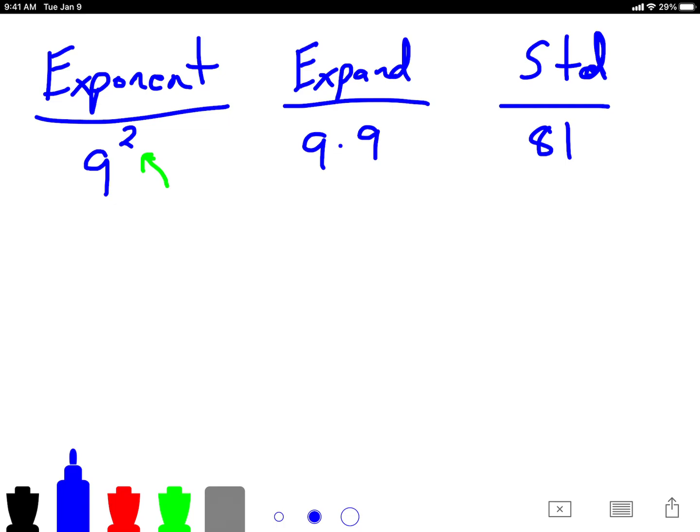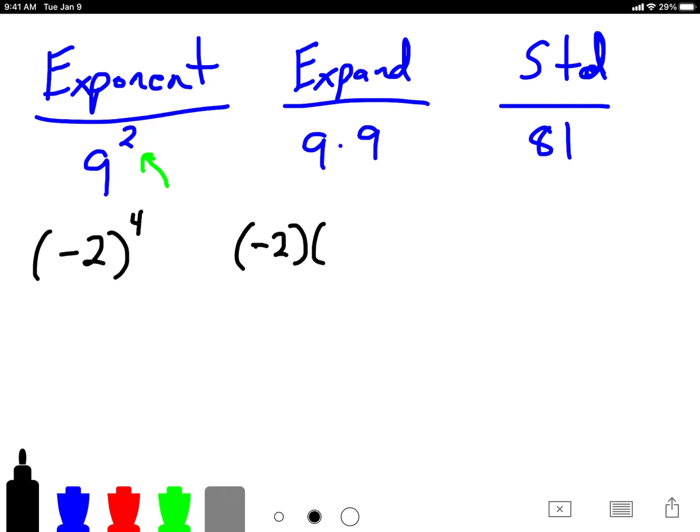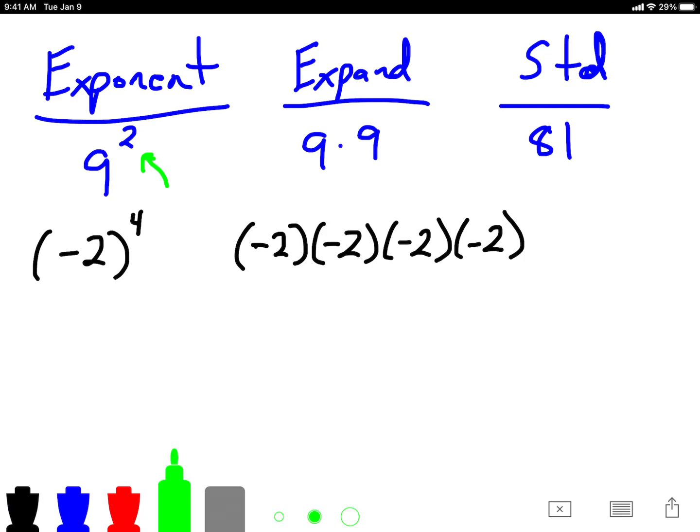So let me try it with something else. Let's say I had -2 in parentheses to the fourth power. That means our expanded form is -2 times -2 times -2 times -2. See, I've got 4 -2's that are all multiplied to each other because the exponent says how many times it's multiplied to itself. So let's try that. -2 times -2 is 4, times -2 is -8, times -2 is a positive 16. And so -2 to the fourth is a positive 16.